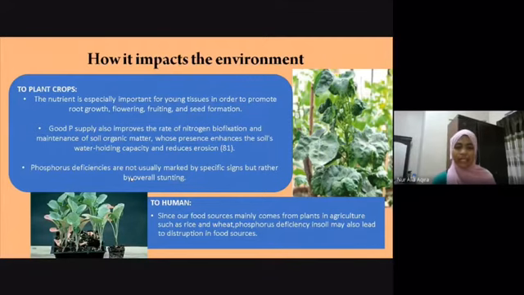Phosphorus deficiencies are not usually marked by specific signs, but rather by overall stunting. Thus, to humans, since our food source mainly comes from plants in agriculture such as rice and wheat, phosphorus deficiency in soil may also lead to disruption in food sources. That's all for now. Let's move on to the next point.